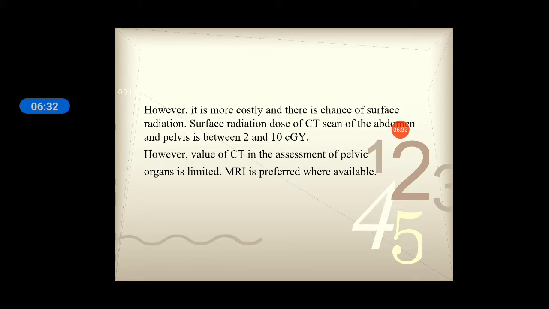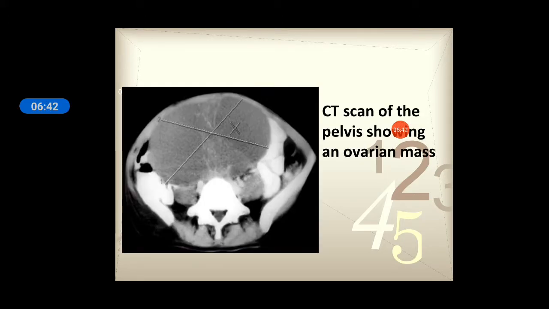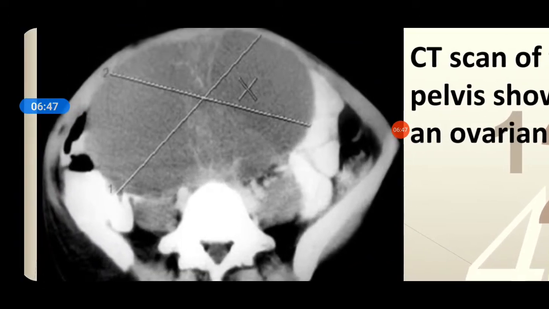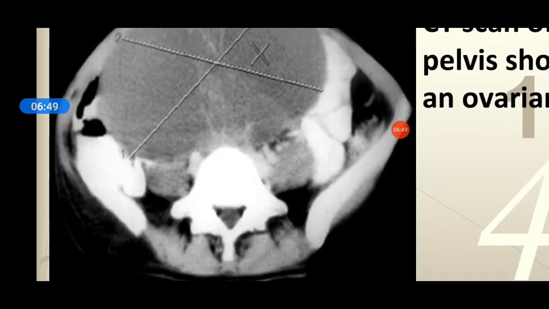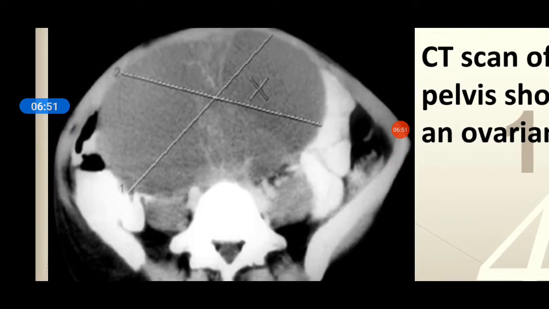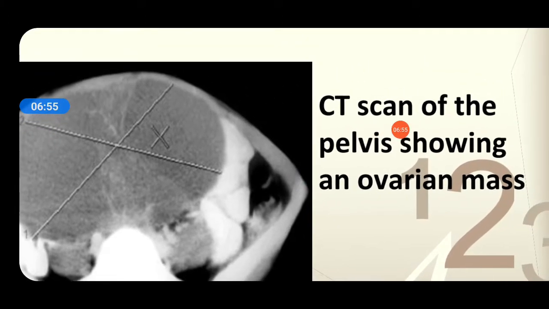In most of the clinics, they prefer to go for MRI rather than CT, but it has its own advantages too. So this is all about CT scan. Next, you can see here the CT scan of a pelvis showing an ovarian mass. The pictures are taken in the slides and read on the grayscale, and you can see here they have measured it, the ovarian mass is present here.